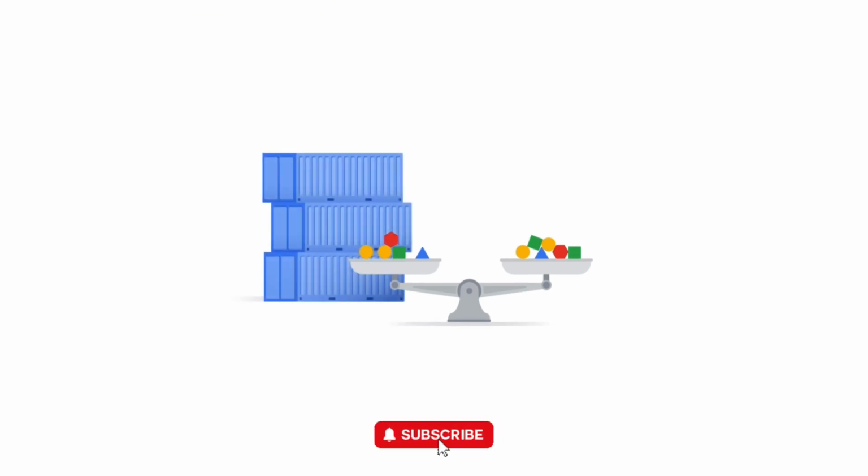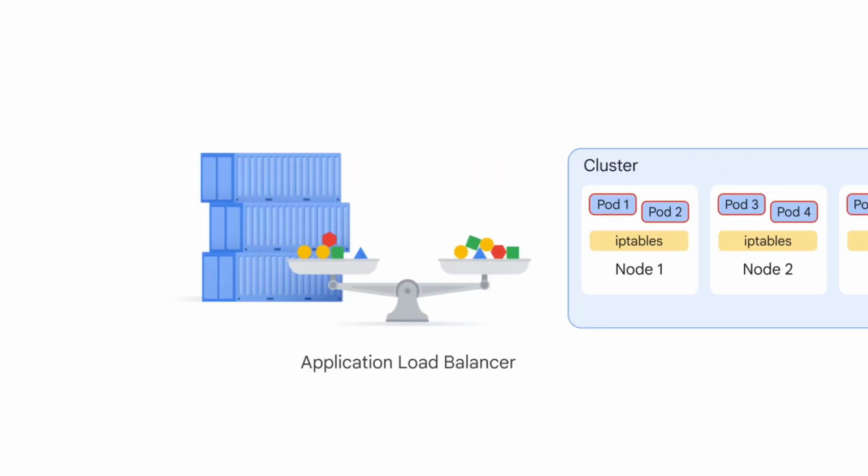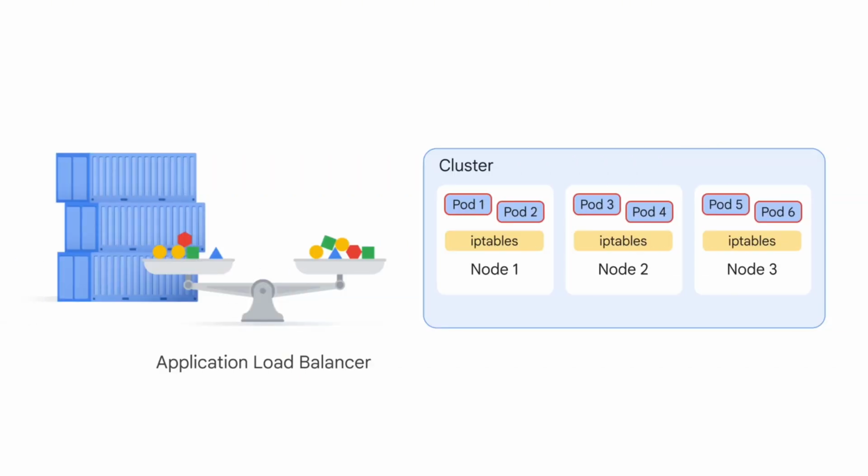Alternatively, if getting the most even cluster load balancing is more important, then the container-native load balancing configuration might be a better choice. With this option, the powerful Google Cloud Application Load Balancer is still used. However, the load balancer will direct the traffic to the pods directly instead of to the nodes.